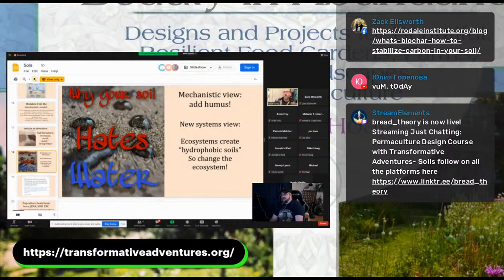So the old mechanistic view was, if the soil isn't holding and infiltrating water, what do you need? You need to fix the part that's missing, which is humus. So you buy a bag of humus and you put that in the garden, and that's supposed to fix the problem. Well, the new systems view is that ecosystems actually create hydrophobic soils. It turns out there are two basic kinds of ecological communities, especially moderated by plants, but certain animals and insects associate with these communities too.